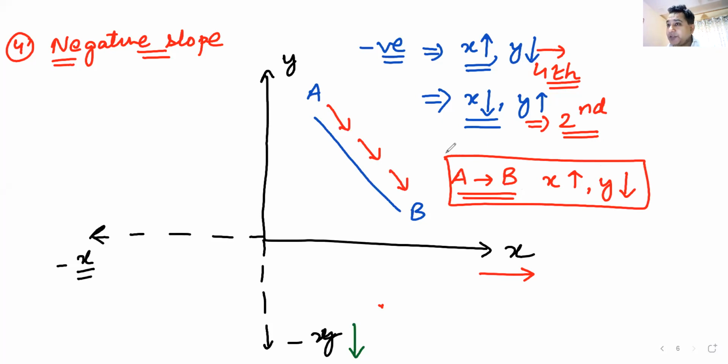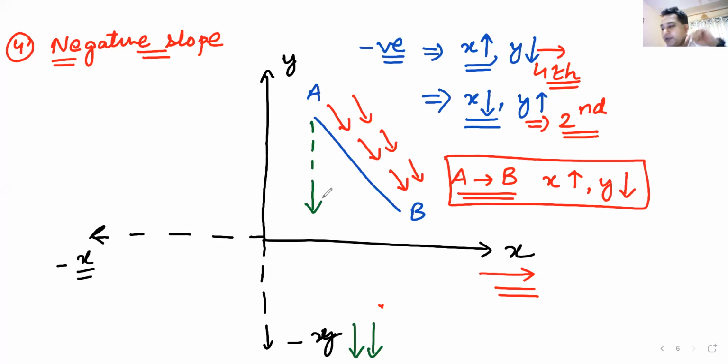When I'm going from A to B, the value of X is increasing, but the value of Y is decreasing. Yes or no? Y is decreasing. When I'm going from A to B, Y is decreasing.